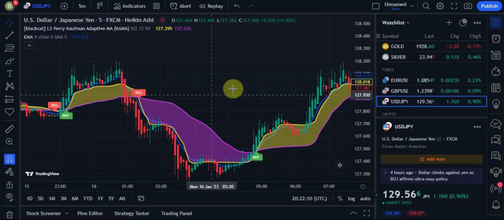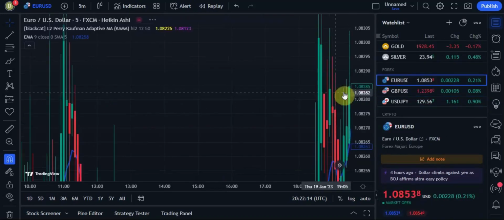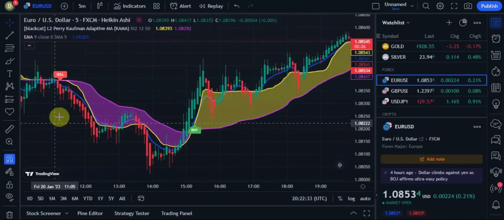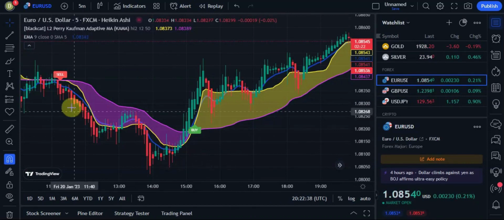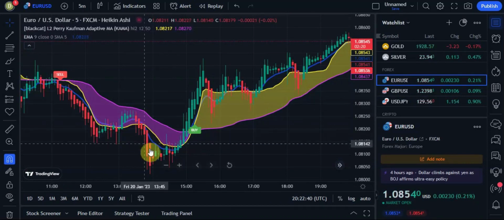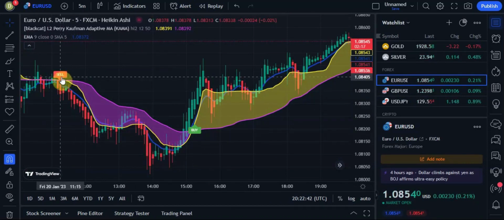And this setup works well for other charts as well. Let's go ahead and look at the Euro USD chart. So if you take a look right here, we have our purple channel with the market going downwards, and you can see that the price action is also below the EMA line right here, and we have our sell signal as well. So this is a very accurate one here again.